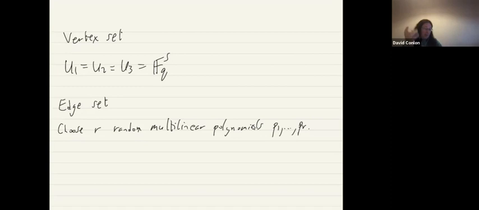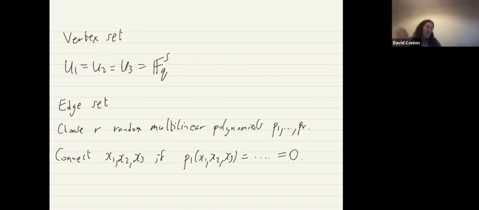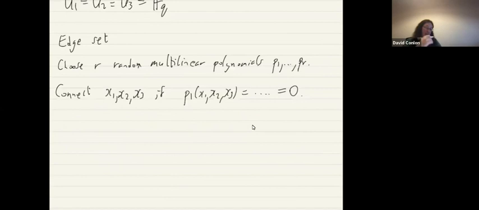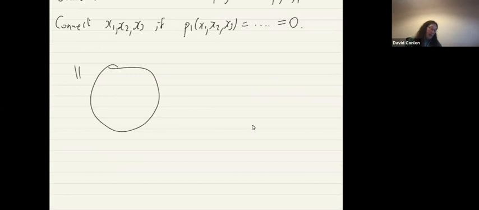So we connect x1, x2, x3 here, if p1 of x1, x2, x3 is equal to, et cetera, is equal to zero. Okay. Actually, in practice, we make it equal to one, but it doesn't actually matter. All right, so again, what's the situation? Well, again, we have now copies of FQ to the S.